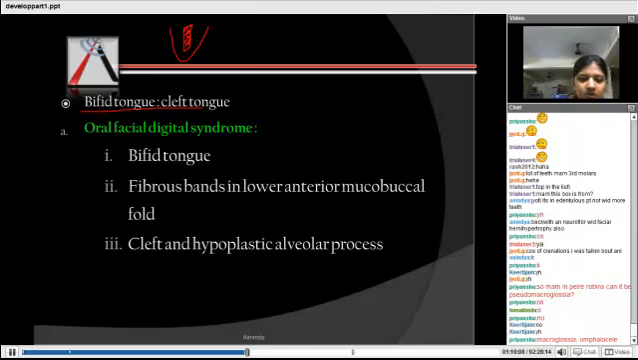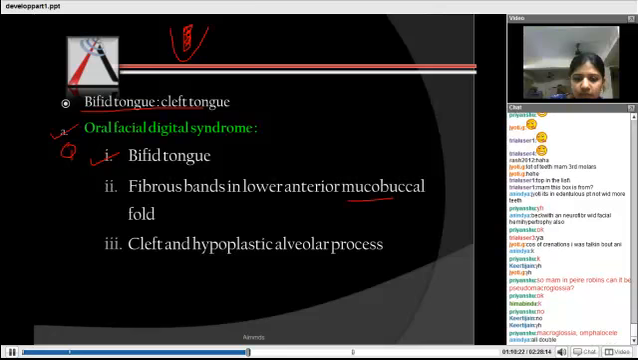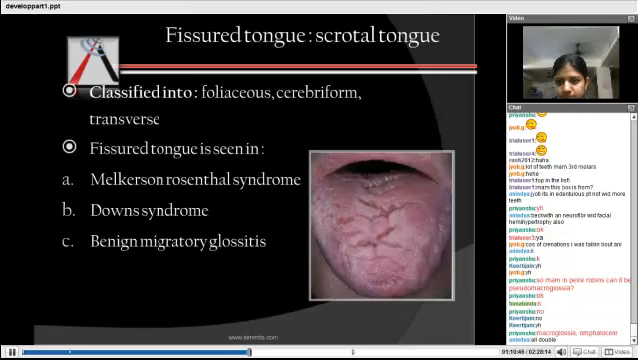Then we have a condition called orofacial digital syndrome. There is an MCQ on this as well, which shows the presence of this bifid tongue. So what do we have in orofacial digital syndrome? Bifid tongue. You have fibrous bands in the mucobuccal fold. You have a cleft and hypoplastic alveolar process. So this is again a double condition. Bifid tongue, a cleft of the alveolar process, and fibrous bands in the anterior, that is, in the mandible. In the mandible there is mucobuccal fold, fibrous bands. That's orofacial digital syndrome.